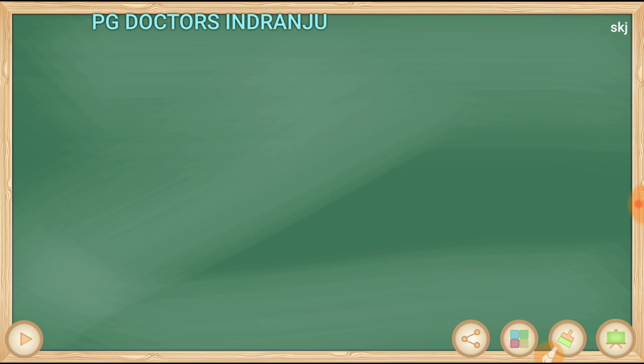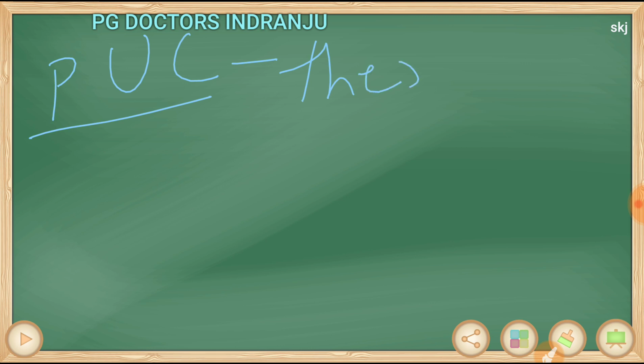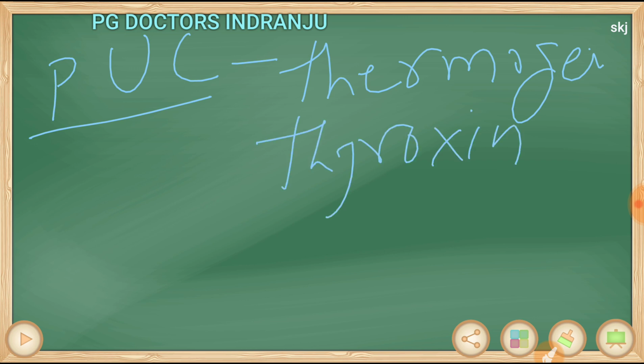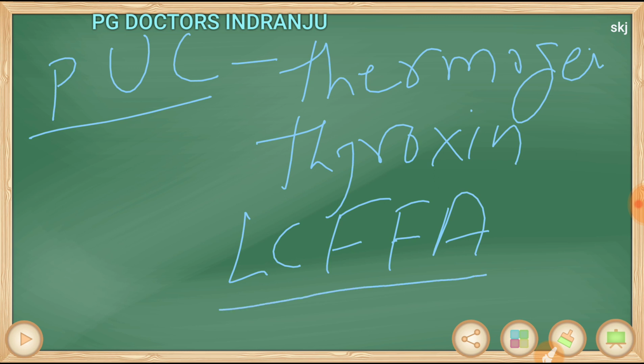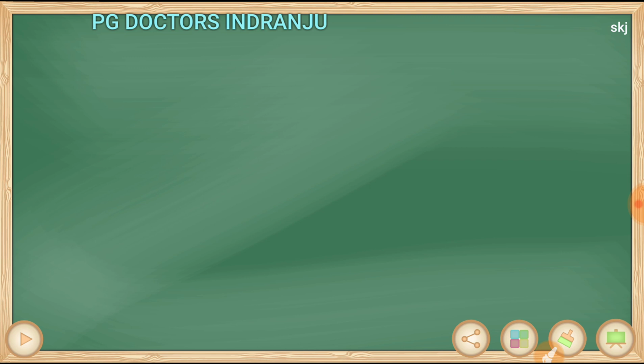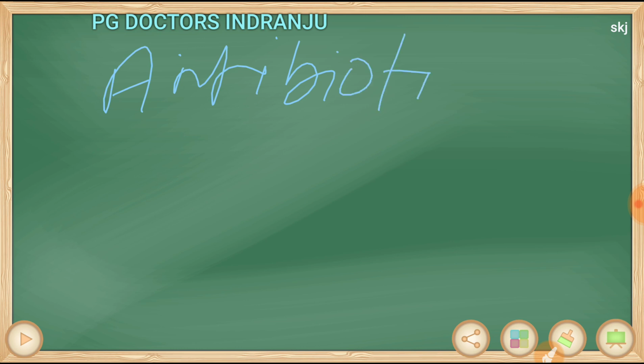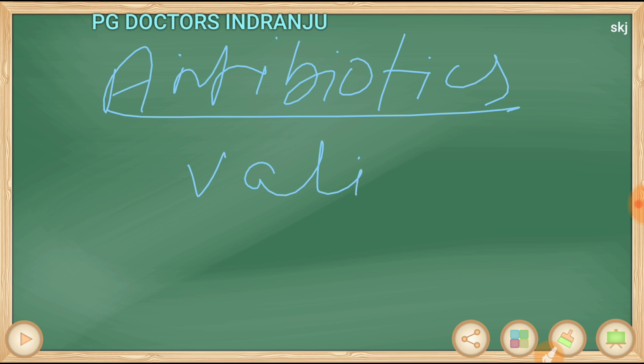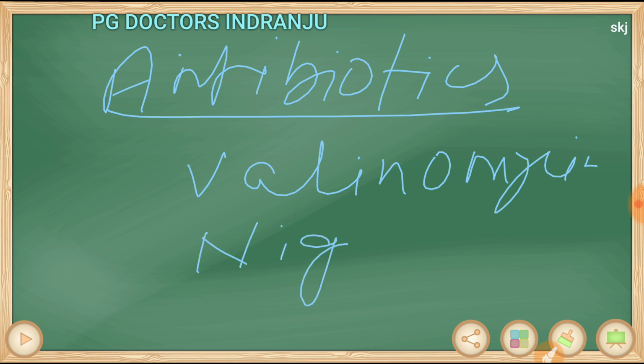And the physiological uncouplers are the already known thermogenin, thyroxine, and long chain free fatty acids, and some antibiotics like valinomycin and nigericin. These work as uncouplers, that means no ATP formation but heat is produced, so they are known as uncouplers.